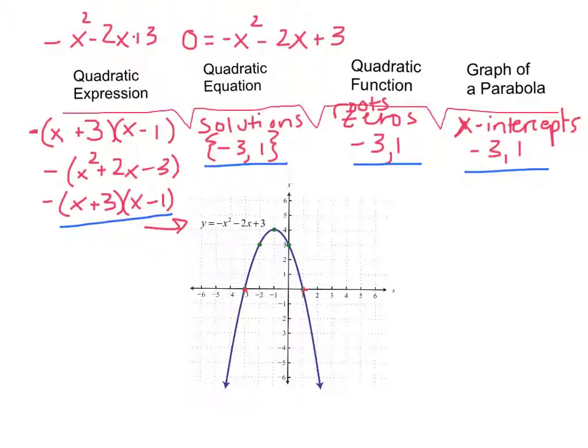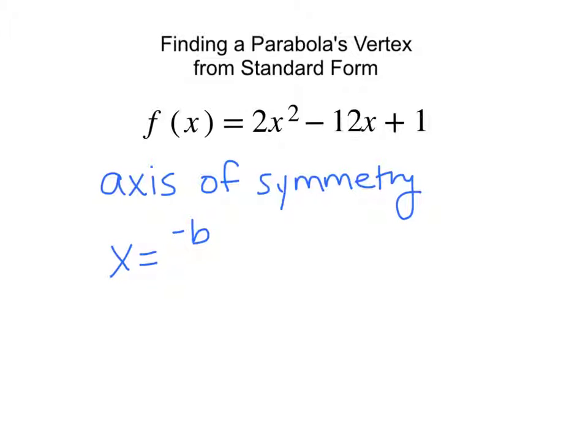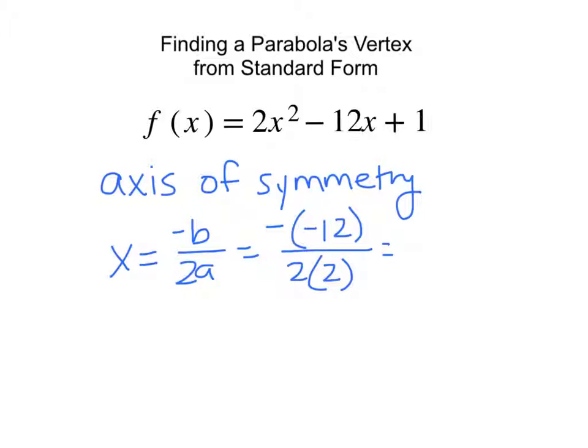All right, finally, finding the vertex from standard form. Let's go. Finding a parabola's vertex from standard form. Now, we could do completing the square with this, but I want to show you how you don't have to. Okay? The axis of symmetry of your parabola can be found using the formula x equals the opposite of b over 2a. So the opposite of b here would be the opposite of -12 over 2 times a, which is 2. So the opposite of -12 would be +12. 12 over 4 is 3. Our axis of symmetry is x equals 3.